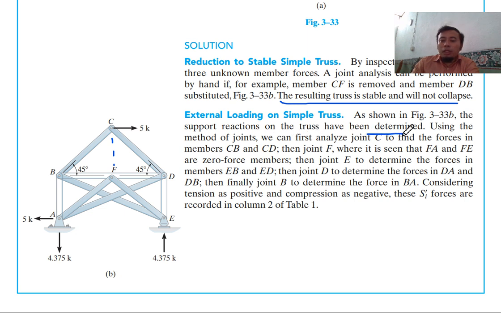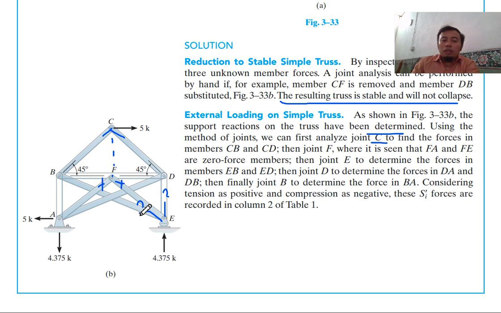So using method of joints, we can first analyze joint C. To analyze joint C, you get CB and CD. And then you do joint F, where you see that FA and FE are zero force members. So FE and FA is 0. And then joint E to determine the forces of members EB and ED. So you find EB and ED.